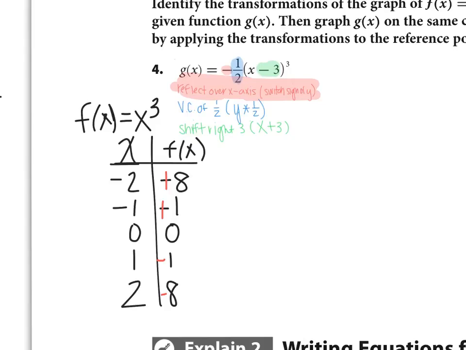Okay. What was the next transformation that we had? The vertical compression, which said we need to multiply all of our y's by 1/2. Multiplying by 1/2 is the same thing as doing what? Divided by 2. Yeah, negative or positive 8 divided by 2 would be 4. 1 divided by 2 is 1/2. 0 divided by 2 is 0. Negative 1 divided by 2 is negative 1/2. And negative 8 divided by 2 is negative 4.